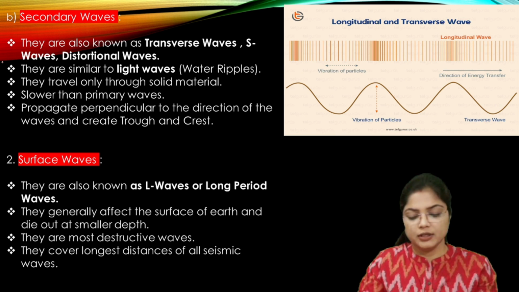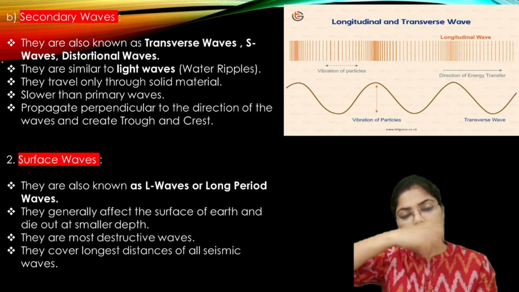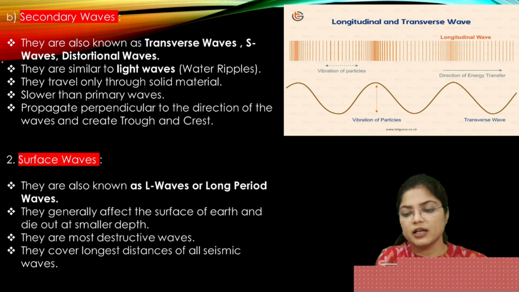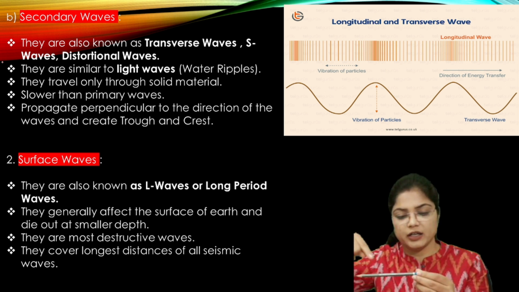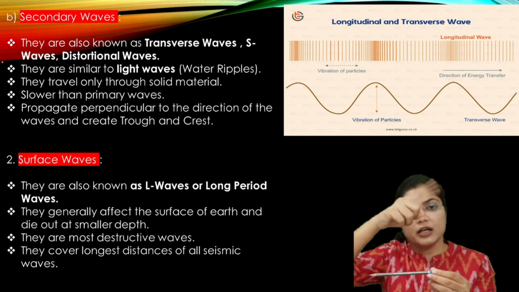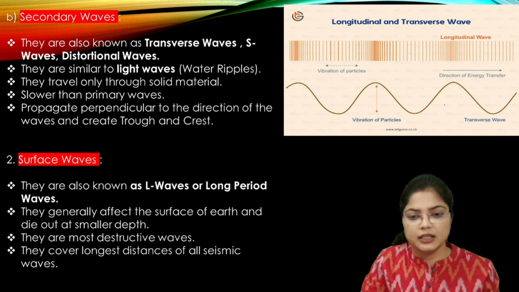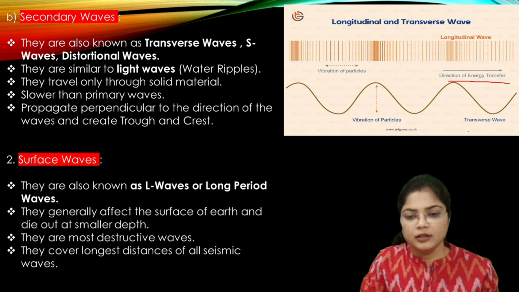Transverse waves because they are moving like this. That means suppose this is the direction of the propagation of the rays, and if it is moving like this, that means it is moving perpendicular to the direction of the propagation of the rays. And not only this, it is creating crest and trough over here. See, this is the direction of energy transfer, and this is longitudinal wave, means parallel, and this is the energy transfer, and this is transverse wave, means perpendicular, creating crest and trough over here.